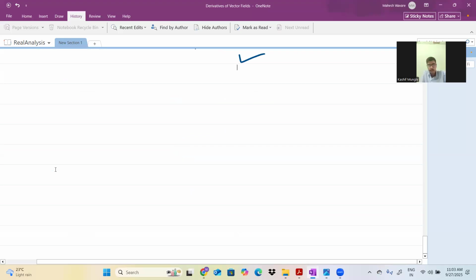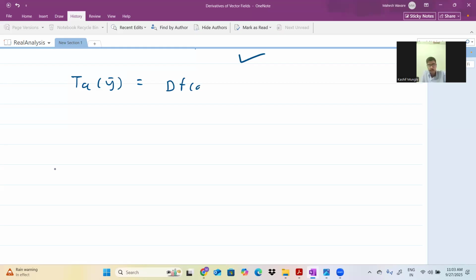I'll mention in the remark the matrix form. Any linear transformation can be represented in matrix form. So this T_a of y bar is nothing but the total derivative of f at a point a, applied to y bar. So how is this written as a matrix? Since the transformation is from Rn to Rm, the matrix must be of order dimension of codomain by dimension of domain, as we have seen in the linear transformation matrix. And whatever matrix you write for this is called the Jacobian matrix.